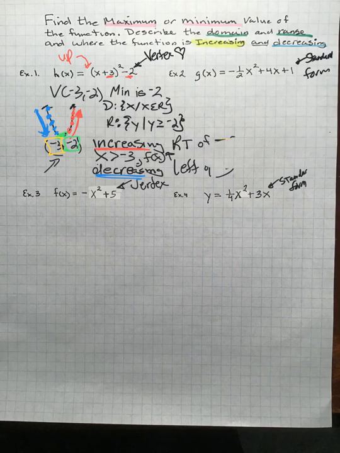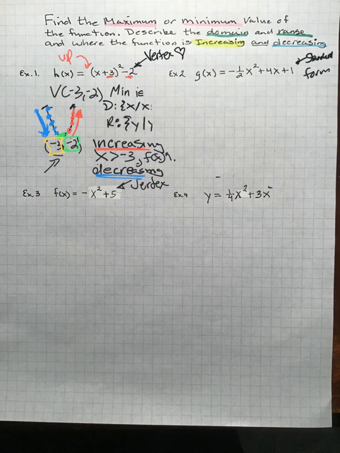Okay, let's do the next one. In the next one, we have to find the vertex. So to find the vertex, we need to use the formula. You guys used the formula last night. Have you forgotten it already? So we know that a is -1/2 and b is 4. And to find the x coordinate of the vertex, we use the formula -b over 2a.